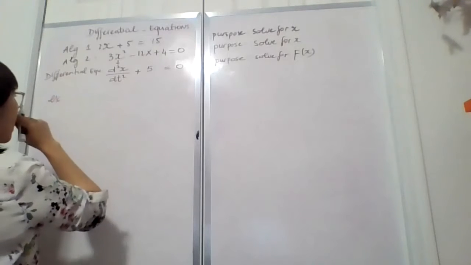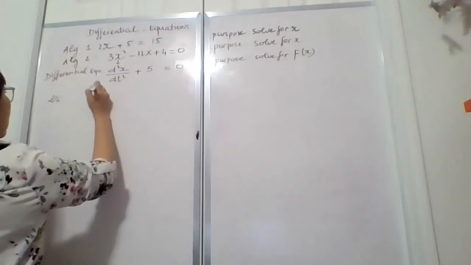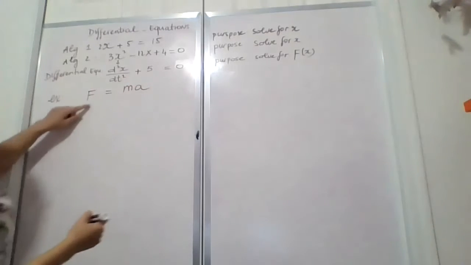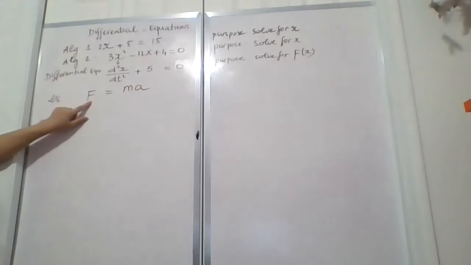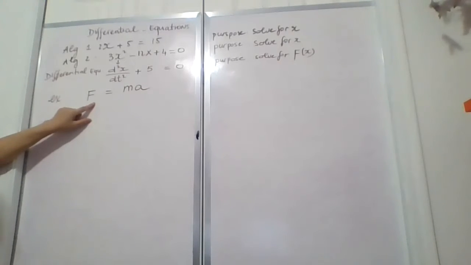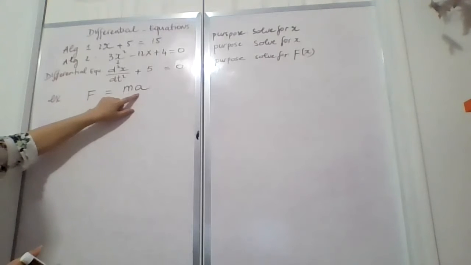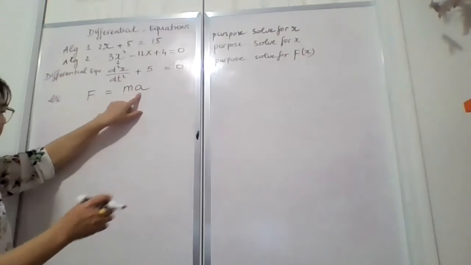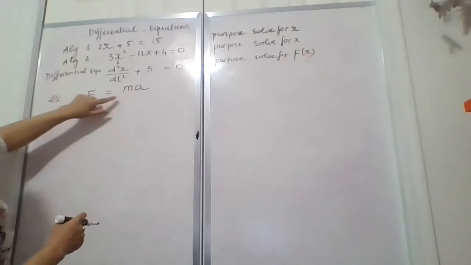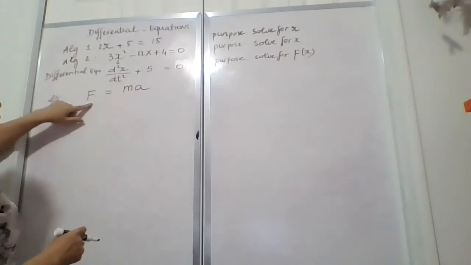Let's say you have the example force equals m times a. What does this equation mean? Force is from physics 11, right? Any force of action equals the mass of an object times the acceleration of the object, how fast it's moving. Force equals mass times acceleration.